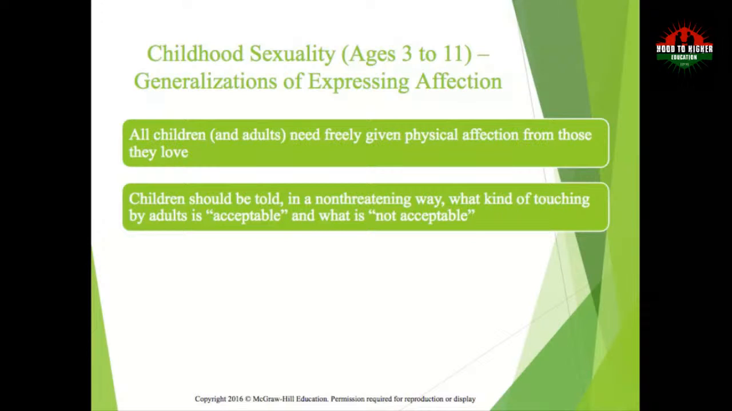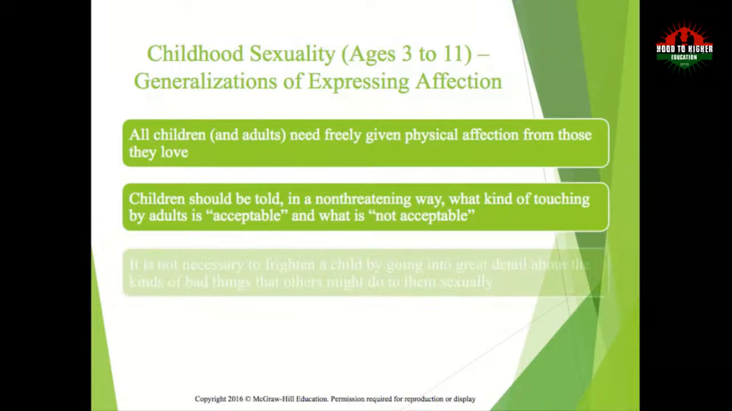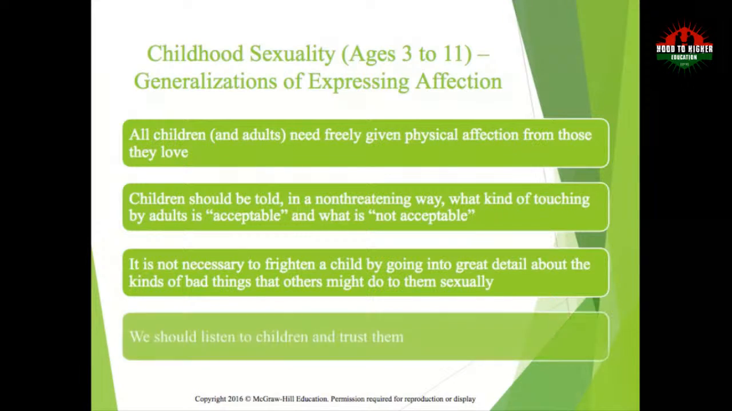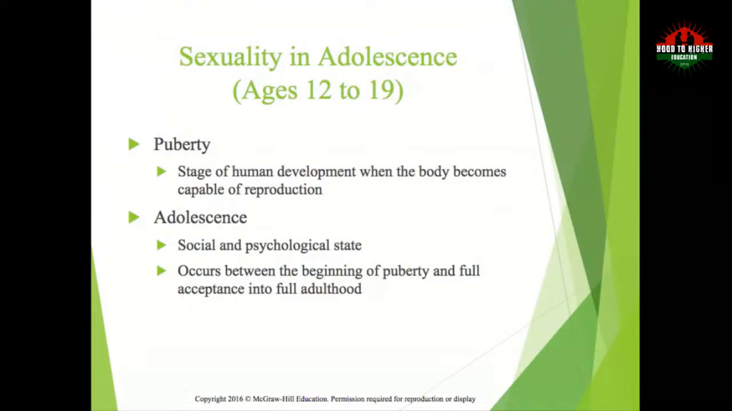Children should be told in a non-threatening way what kind of touching by adults is acceptable and what is not acceptable. It is not necessary to frighten the child by going into great detail about the kind of bad things that others might do to them sexually. We should listen to the children and trust them, right? So these things sound like obvious things, but you'll be surprised.